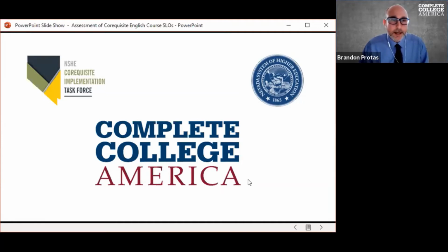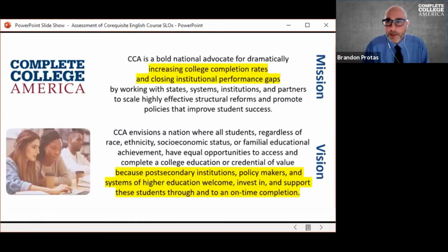As Crystal said, I'm representing Complete College America. My name is Brandon Protas, and I'm the Strategy Director here. I always want to start off talking about our mission and vision, because it's central to what we do. We have a singular focus, and that is increasing college completion rates while closing institutional performance gaps. Well, there's the word "and" in there. We see it as one, because you can't do one without the other.